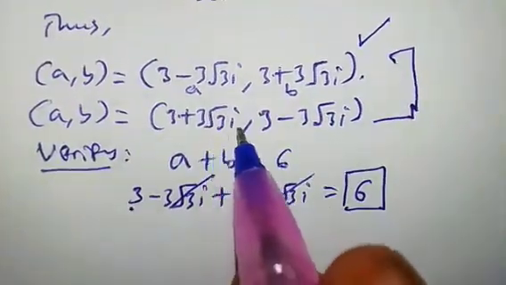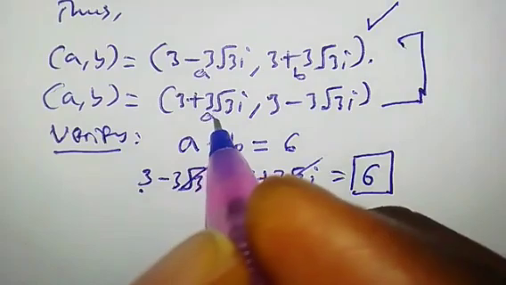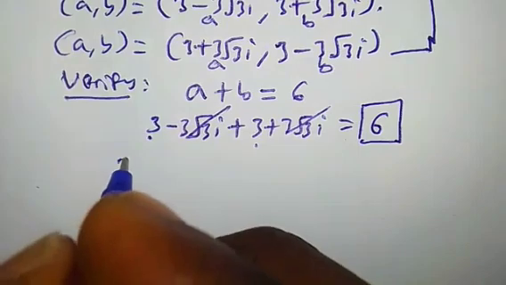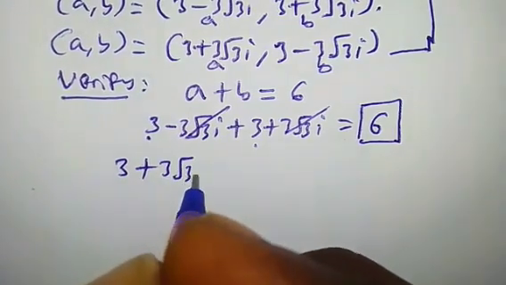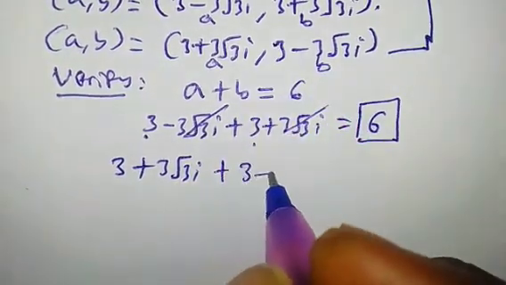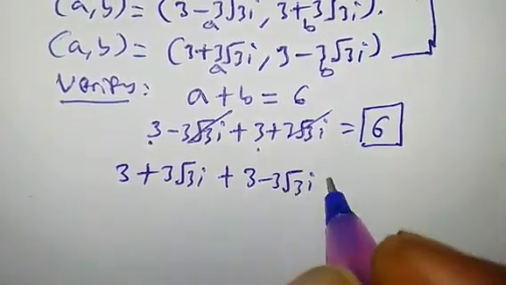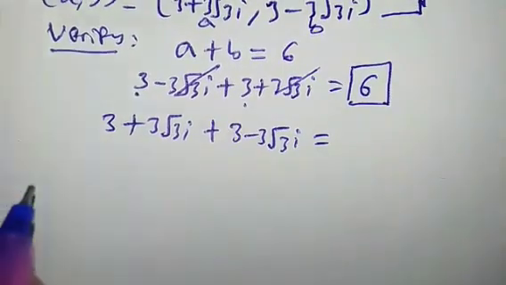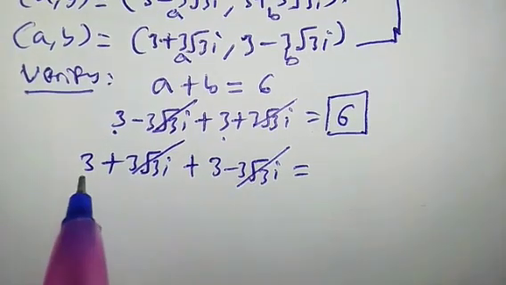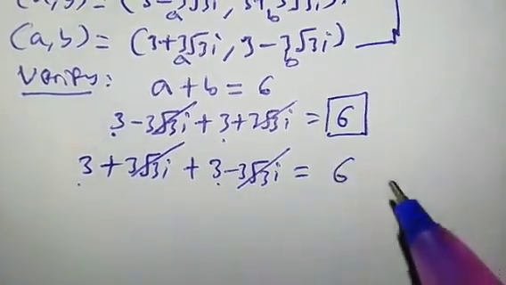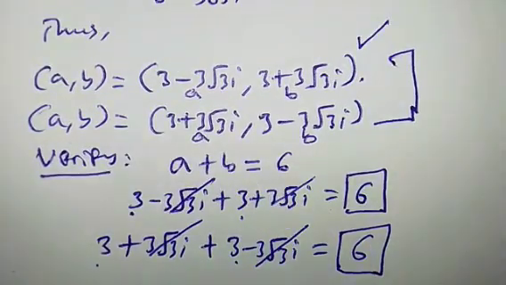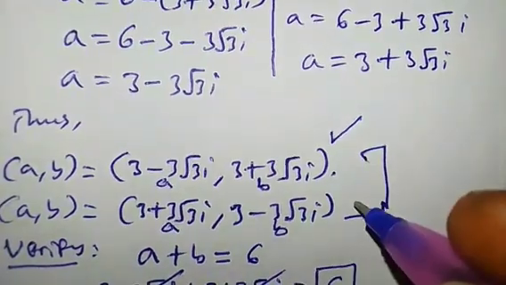Let's verify the second solution. Similarly, this is our a, and this is b. Plugging it into this expression, we have 3 plus 3 root 3 i plus, in place of b, we write this 3 minus 3 root 3 i. Let's add them together. Clearly, 3 root 3 i minus 3 root 3 i, that is 0. 3 plus 3 is simply 6. This is also exactly what we have on the right hand side of this equation. That indicates the second solution is also correct.